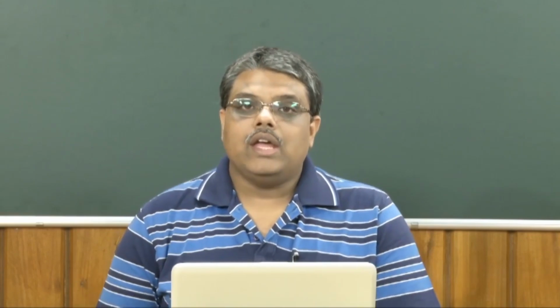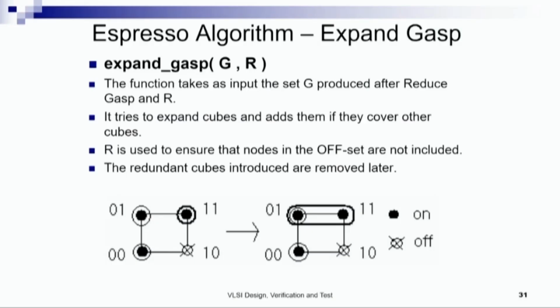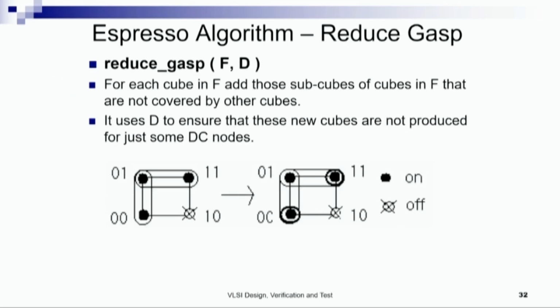After this is done, we take a simulated annealing like approach, perturb the solution completely, and try to go to a different part of the state space and again try to do this reduce, expand, irredundant step in that part of the state space. Now, how do we do that perturbation of the current solution? We do it using reduce gasp and expand gasp. So first we understand the reduce gasp.